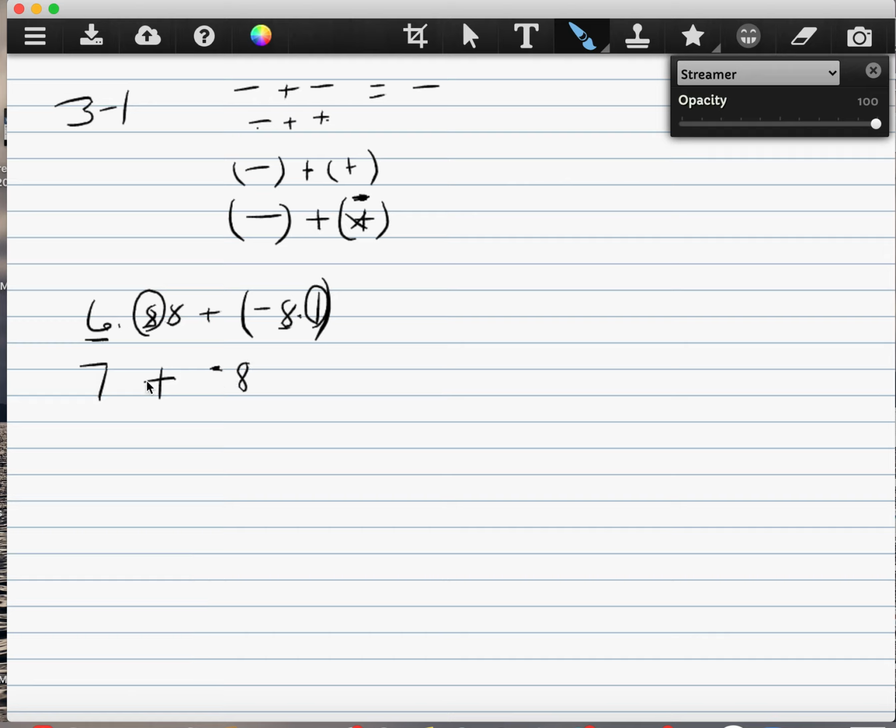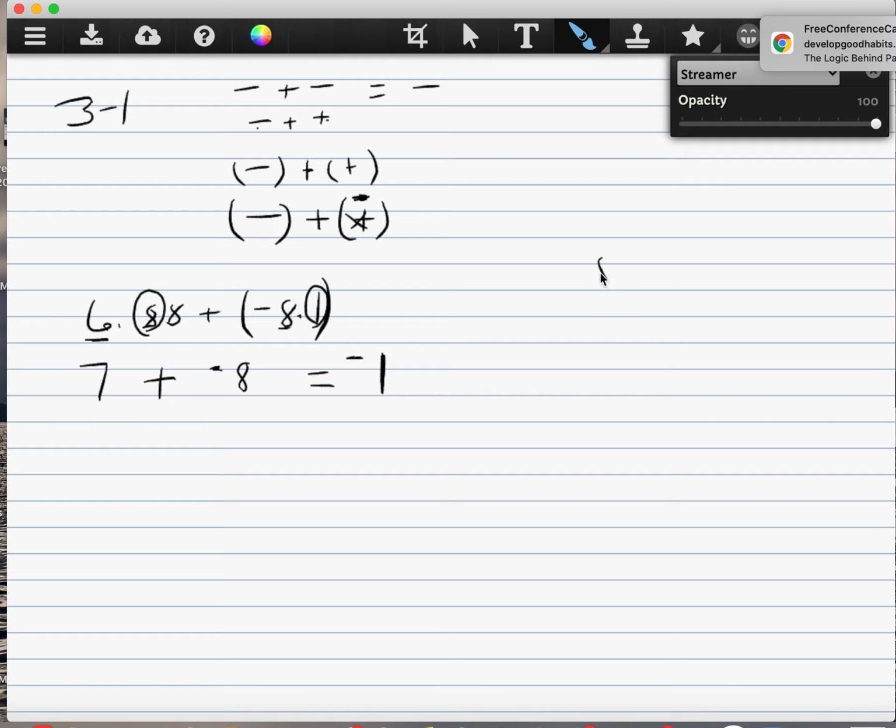Different signs, find the difference when I'm adding. The difference between 7 and 8 is 1. Keep the sign of the larger absolute value, which the 8 is bigger than a 7, so it's a negative 1. Okay? Round, then go back and look at your signs and follow what you're doing.